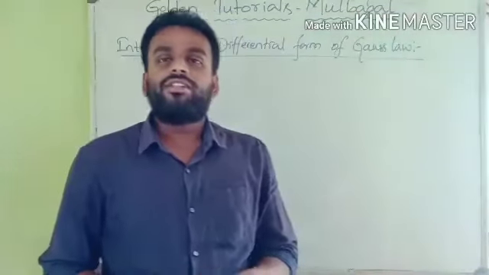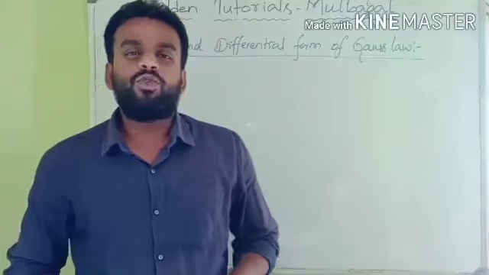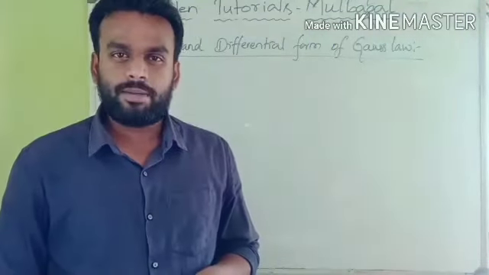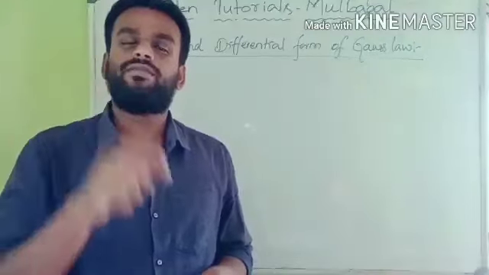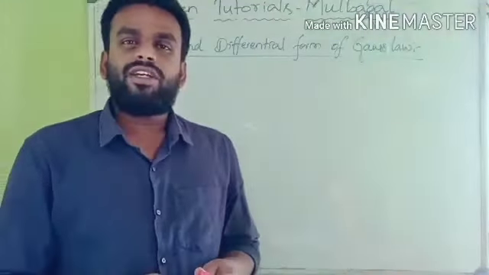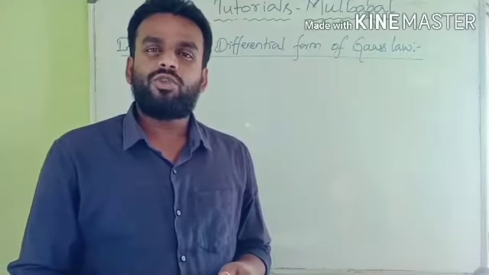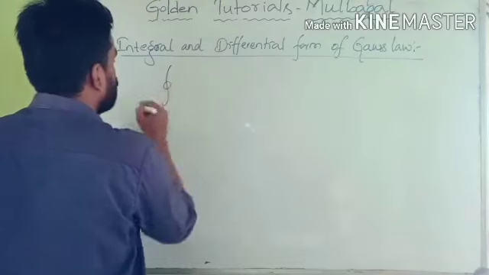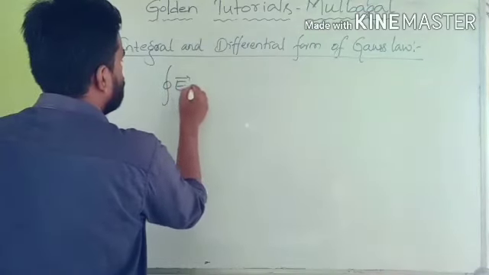See, the Gauss law states that the total electric flux through any closed surface in space is equal to 1 over epsilon naught times the total charge enclosed by that surface. And we can mathematically express the electric flux through any closed surface using the integral over the closed surface of E dot dA.